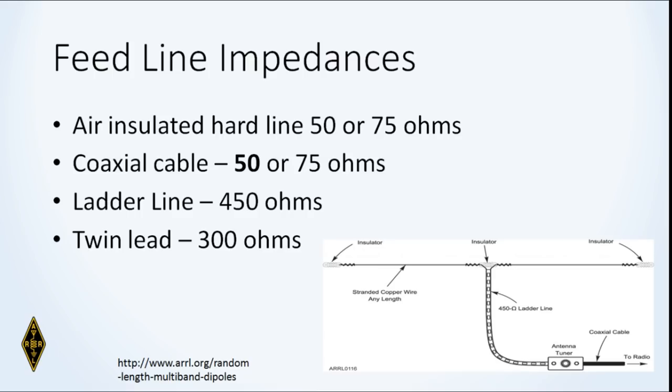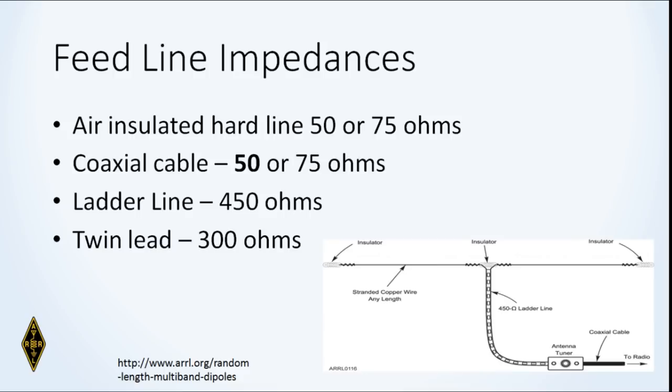So, feed line impedances. To feed an antenna from your transmitter or receiver, you can have various different kinds. You can have air-insulated hard line. It can be either 50 ohms or 75 ohms. That's the good stuff. That's the lowest loss. This is what broadcast stations will use for their high-power transmitters, air-insulated hard line.